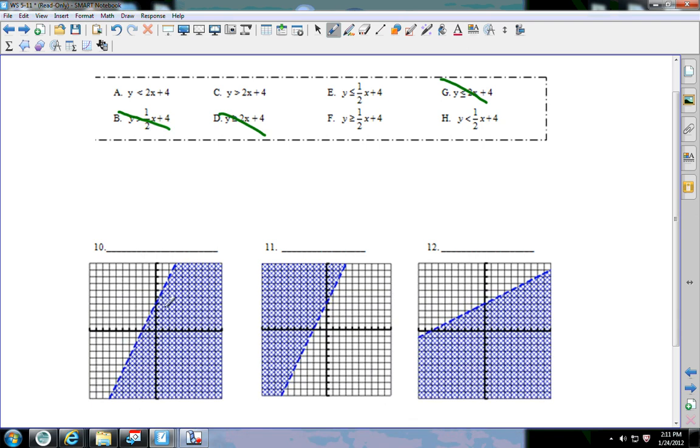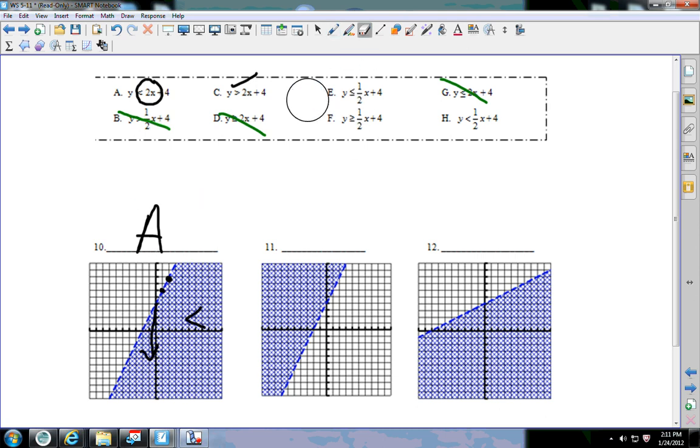Right here we have a dashed line. Actually, all 3 of these are dashed lines if you looked at them all together, so I would get rid of these 2. Okay, so it's going to be these 3 that I'm choosing from. Now, this one, they're shading below. That means it's less than. I have a less than. It's not this one. Now, what is the slope? This says 2x. So if I go up 2 over 1, up 2 over 1, sure enough, this works. A is the answer here.